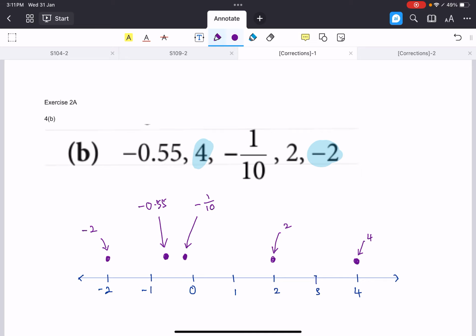So this is how we can represent all these numbers on the number line. Okay, so if you do it properly, it should look like this. If you have not done it properly in your first attempt, do try again, all right?